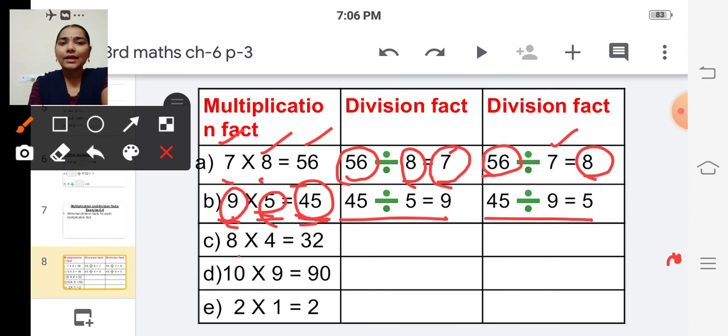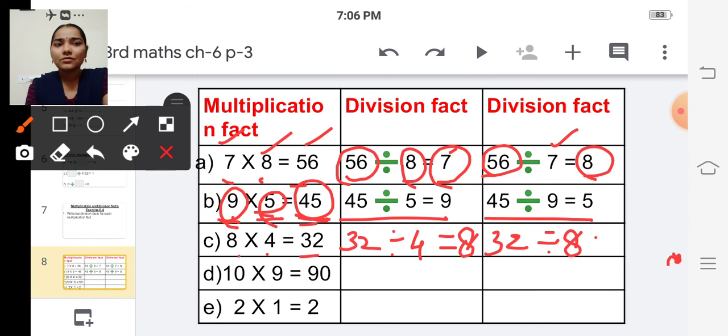Okay. C. 8 into 4 which is equal to 32. So what is the first division fact? 32 divided by 4 which is equal to 8. Okay. The next one, 32 divided by 8 which is equal to 4. So these are the two division facts for 8 into 4 which is equal to 32.